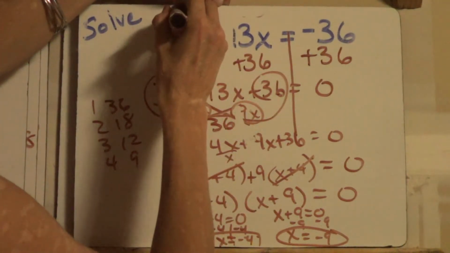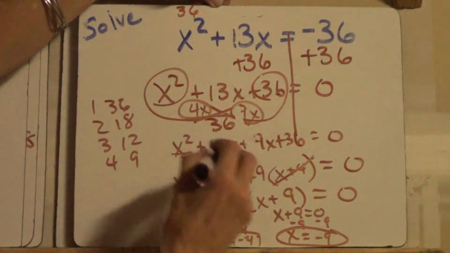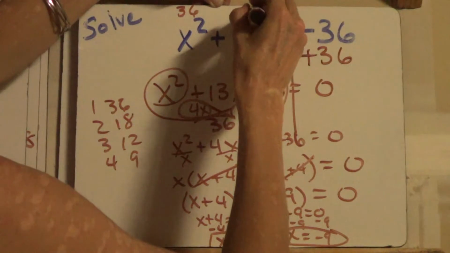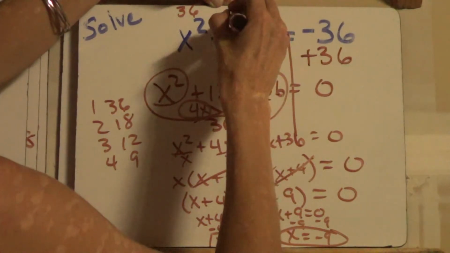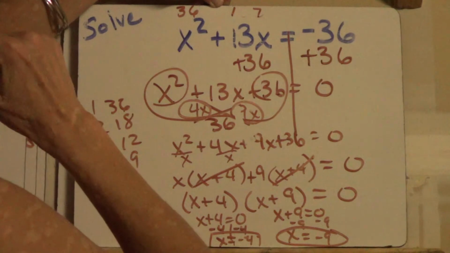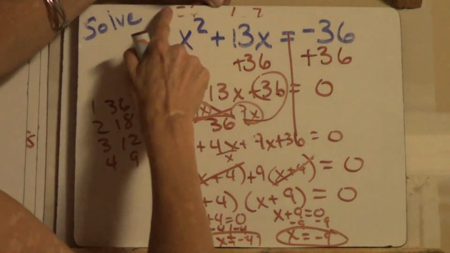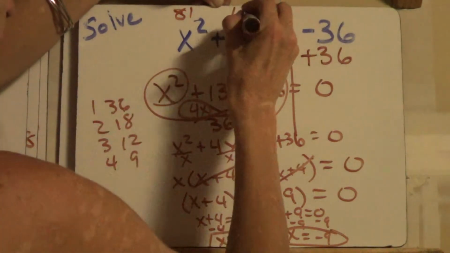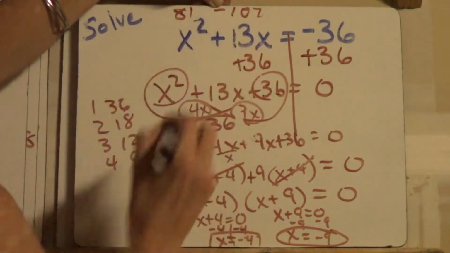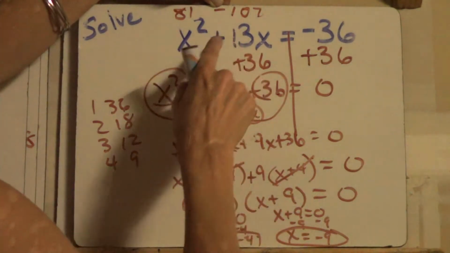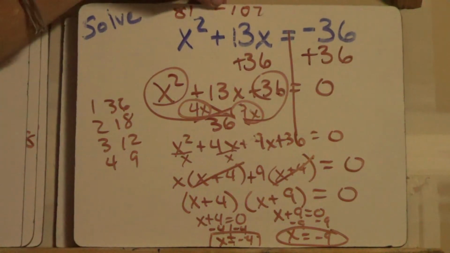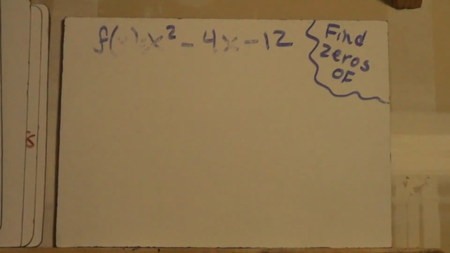Negative 9 squared is positive 81. I'm sorry, 9 squared is not 36, it's 81. And negative 9 times 13 is negative 117, and we plug a negative 9 in there. 81 from 117 would be a negative 36. Okay? Make sure to ask questions if there's anywhere that I'm losing you.